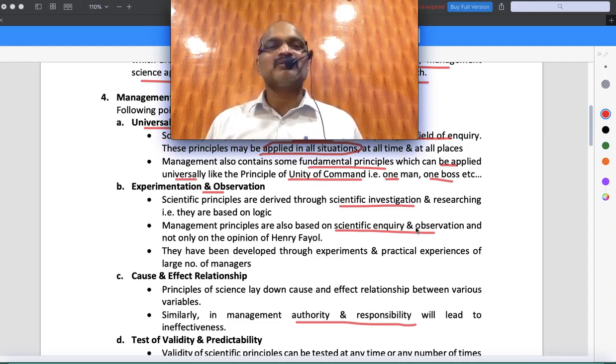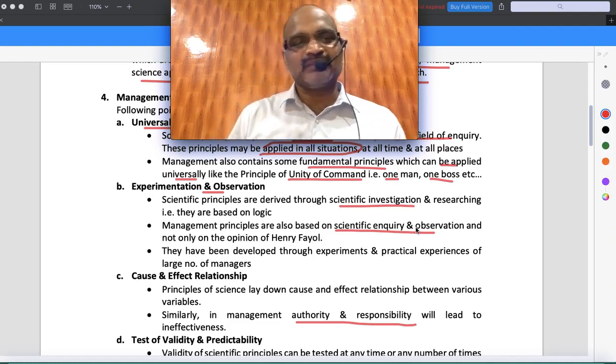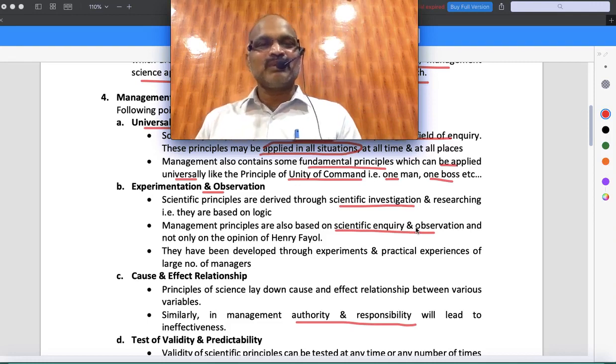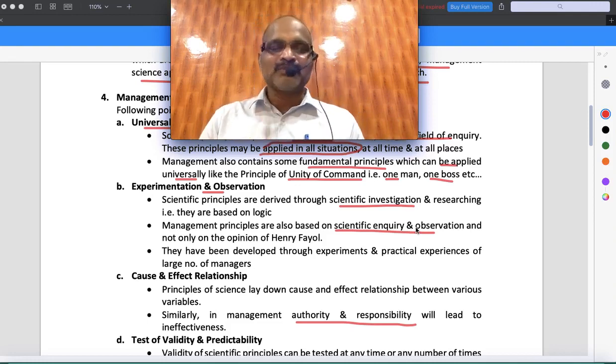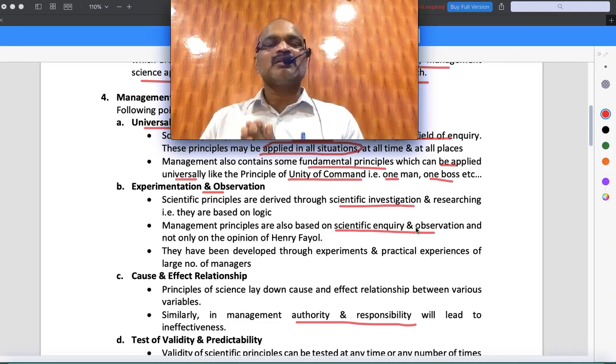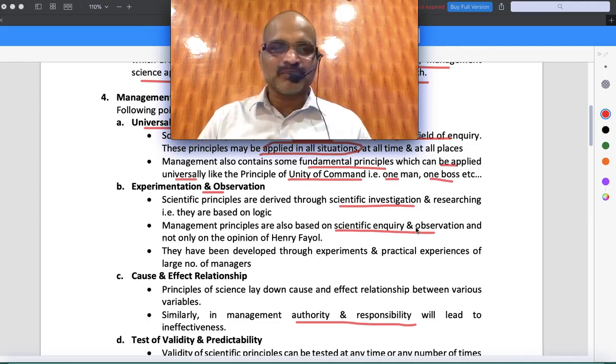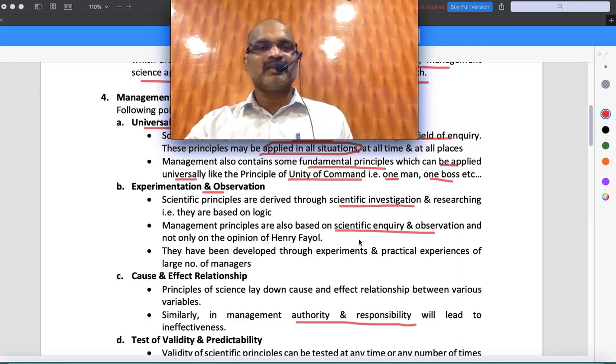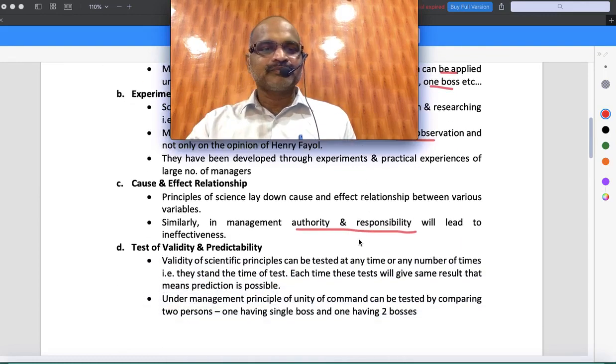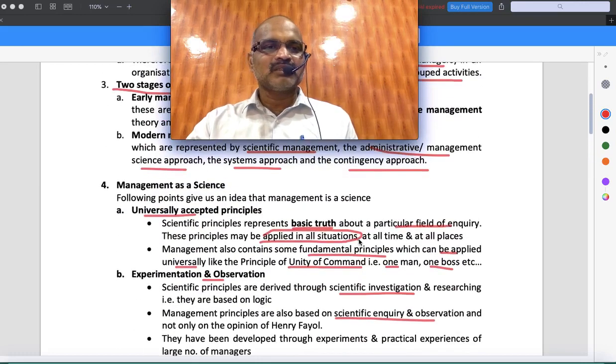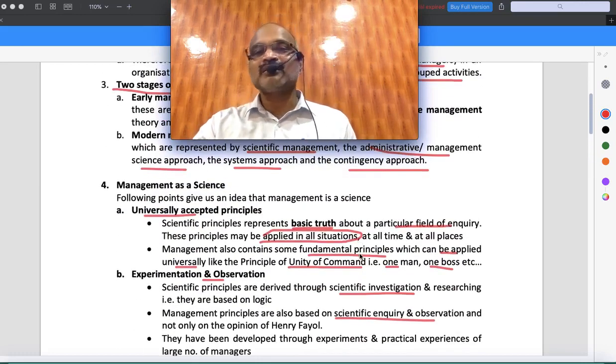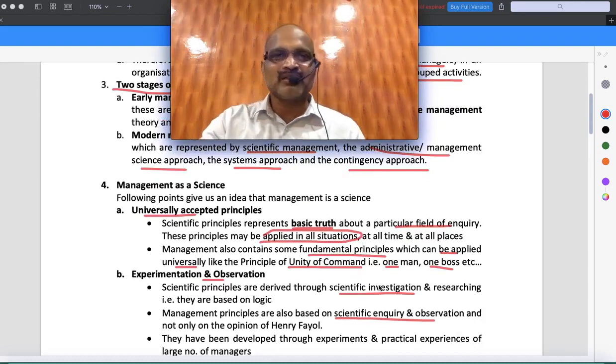So in management also, we have certain techniques or certain things which might be responsible for effectiveness. Just like science explains cause and effect, management also explains the cause and effect of certain things which are not happening properly. So once again I say, this first one, management as a science. Science is a systematic body of knowledge, right? Management has some characteristics of science.